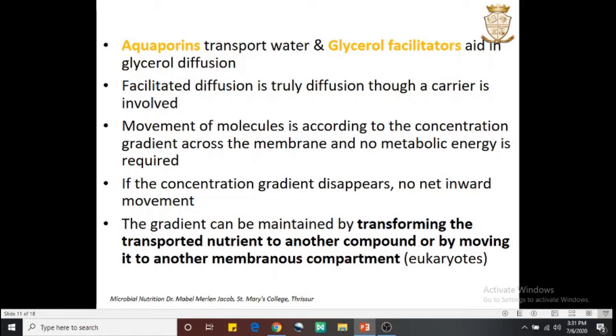So, how can we maintain the gradient? The gradient can be maintained, as we discussed before, by utilizing the compound or by transforming the transported nutrient to another compound or by moving it to another membranous compartment. This can happen in eukaryotes where different membranous compartments are available. In prokaryotes, it should be either utilized or transformed to some other state of that compound so that the gradient is maintained.